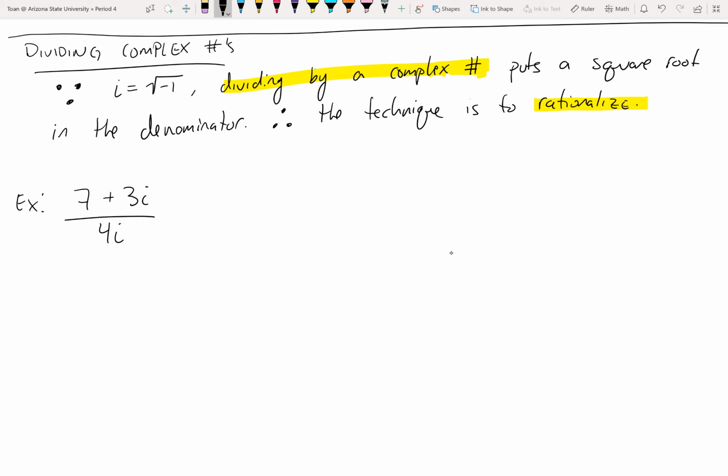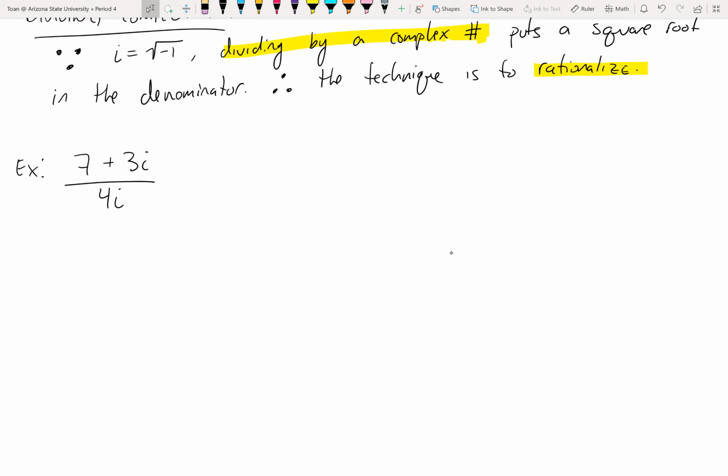Let's suppose I wanted to divide by 7 plus 3i over 4i. Hopefully everyone can agree that this is a monomial in the denominator. There's only one piece. So if there's only a single square root in the denominator, the technique is to multiply by itself. Since the only thing I want to rationalize is the i, I'm going to multiply by just the i. A lot of people on the quiz multiply by the coefficient as well, which is not wrong. It just makes your problem a little bit bigger and you have more simplification. I just go ahead and multiply by the thing I want to get rid of. And then you just do math.